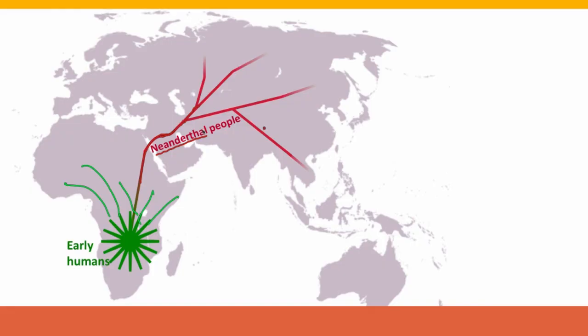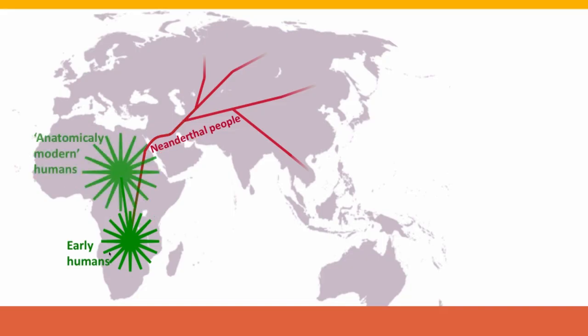At the same time that the Neanderthals were colonizing this new land, evolution was continuing in Africa. And in particular, the early humans were gradually replaced by what we call anatomically modern humans, people whose facial features, whose skull structures are much more like ours. And again, the same thing happened as happened before.